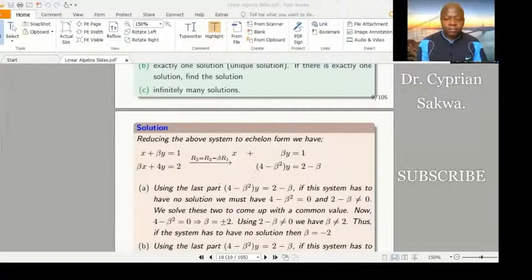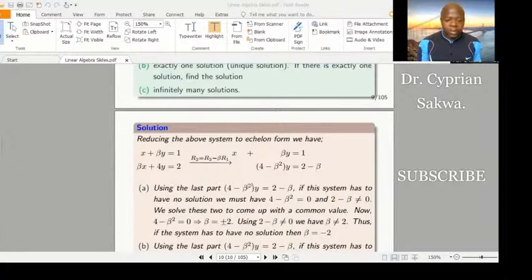The first question was, what should beta be if the system is to have no solution? Now, if this system is to have no solution, remember that this part should be zero and this part should be non-zero. That is what we do. So we equate this part to zero and this part to not equal to zero. We solve the two separately and choose the common solution.